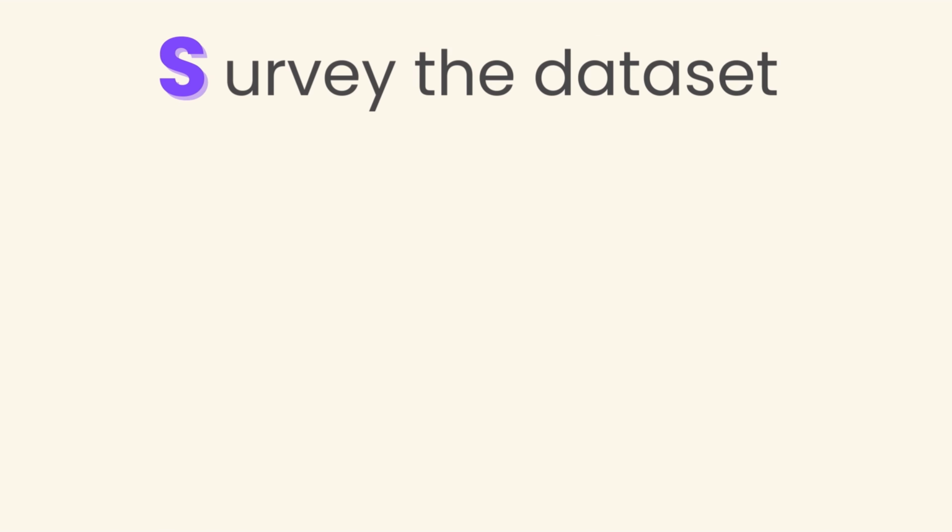Let's start with S. Step 1, survey the dataset. The first step is to look at the columns you have in the dataset and understand what they contain. Why is this important? Because you can't analyze what you don't understand. One of the main reasons a completely new dataset, especially one with a lot of columns, is overwhelming is because you don't even know what you're looking at first. So figuring that out is step 1.